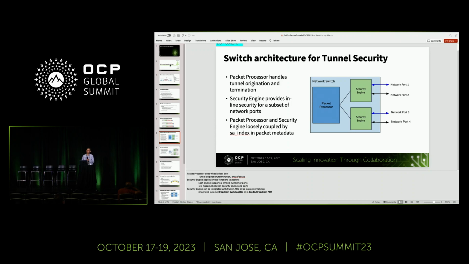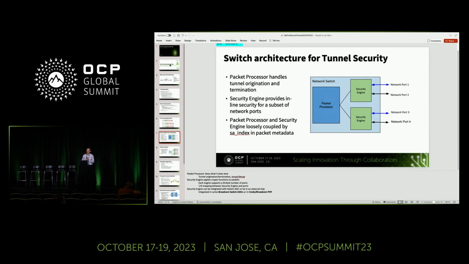And so the programming model, we introduced this idea that the SAI index, which is Security Association Index, identifies the database that the security engine is going to use for the packet processing. And the tunnel originator is going to provide the security SAI index so that it is tied to the tunnel, right?